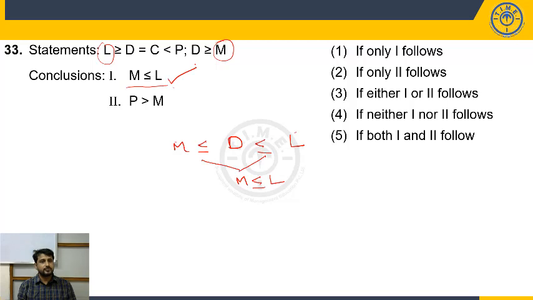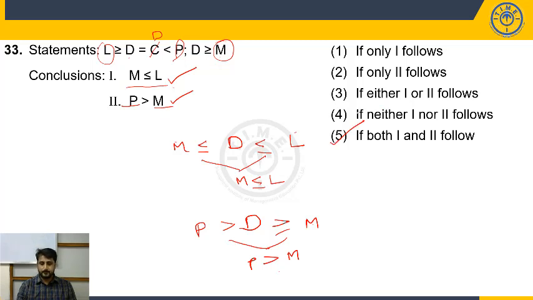So conclusion 1 follows. Now let us come to conclusion 2. To combine P and M, the common term is D. Again D. Now one side P, one side M. Either side we have to take these two elements. What is the relation between P and D? D equal to C means in the place of C I can write D. So D less than P is as good as P greater than D. D to M: D greater than or equal to M. So greater than and greater than or equal to leads to greater than. So P greater than M. So even the second conclusion follows. So both 1 and 2 follow. Choice 5.